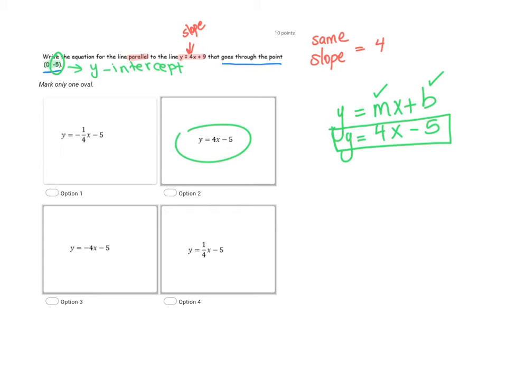So always look at the point given to you. If it is the y-intercept, use the form of the equation y equals mx plus b. If it's just any point, then you use the point-slope formula. But because these two lines are parallel, they have the same slope of 4, and it goes through the point (0, -5), so this is the y-intercept. I immediately use the slope-intercept form, y equals mx plus b, where m is the slope, 4, and the y-intercept is -5.